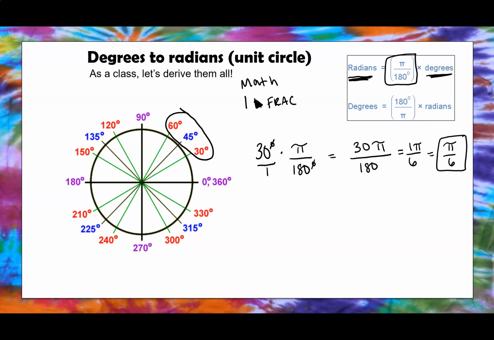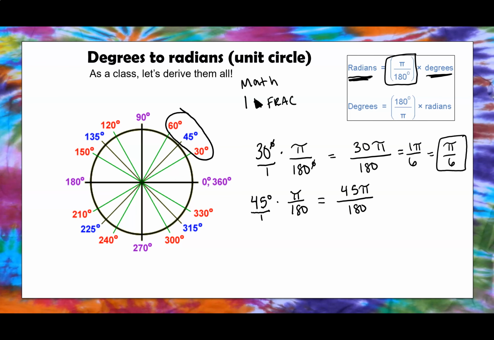Okay, let's do 45 degrees. So I'm going to take my 45 degrees, and I'm going to multiply that by pi over 180. Again, if you want, put this over 1. This is going to be equal to 45 pi over 180.